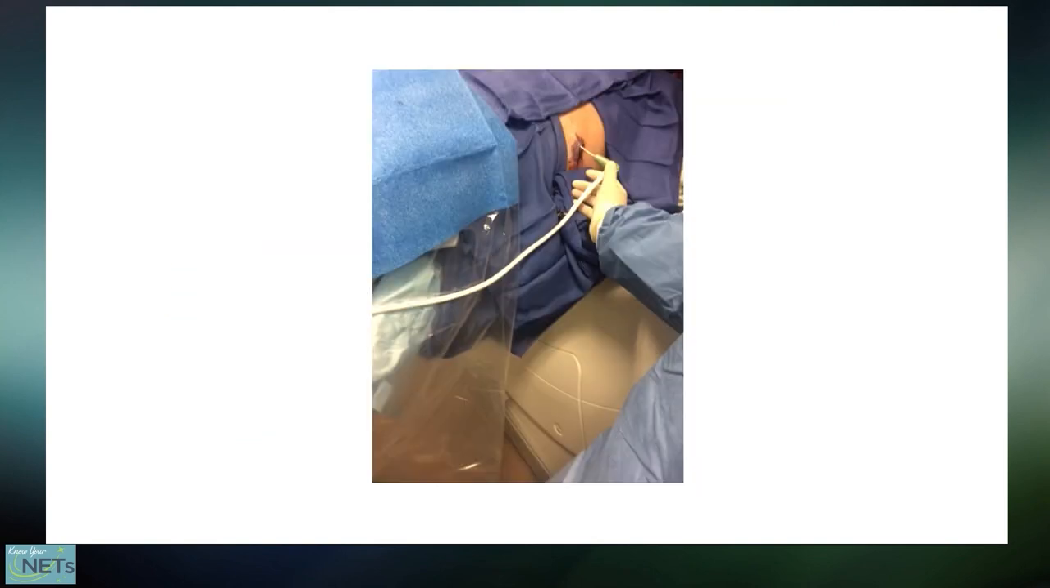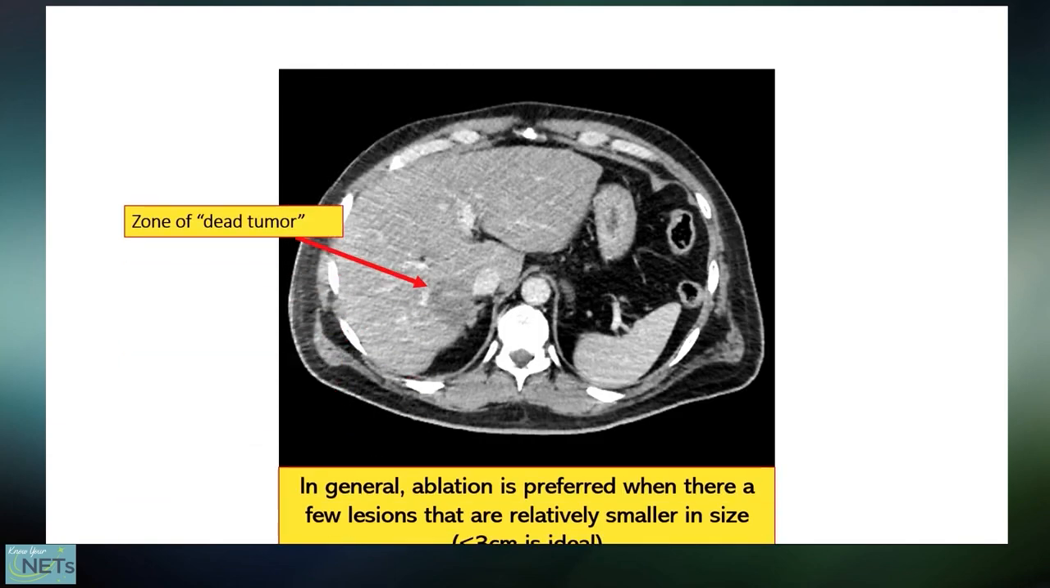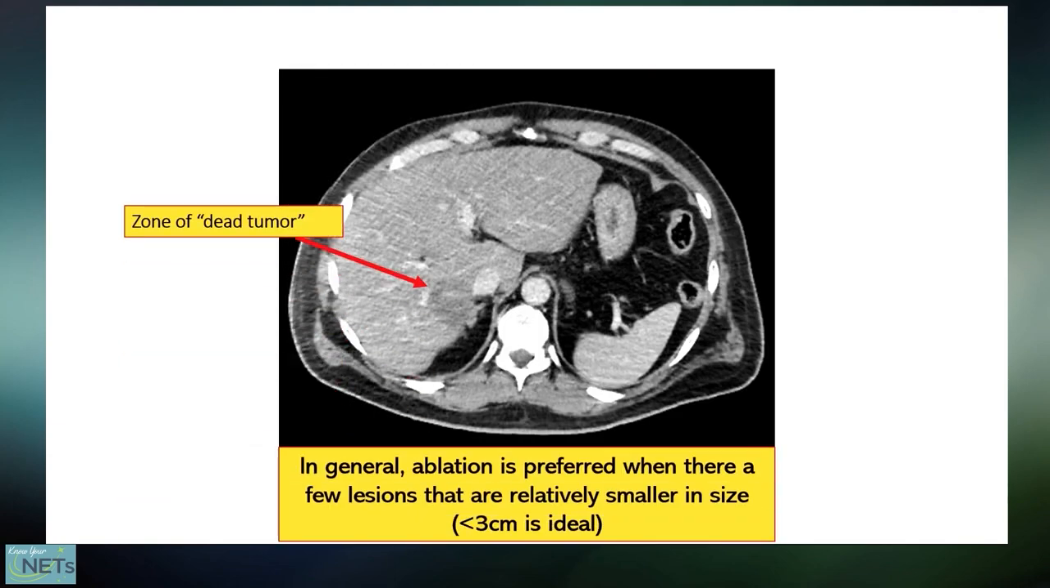And this is what it looks like. It's very small, the size of, if not smaller than, a pencil. So it's very minimally invasive. We just place a Band-Aid at the end. And then this is what we're looking for at the end. You can see there's a big zone of dead tissue. It's black. It's not enhancing. So when we inject the dye, there's no dye being taken up. In general, we do ablation when there's only a few lesions because it's very cumbersome to do it for more than 3 lesions.